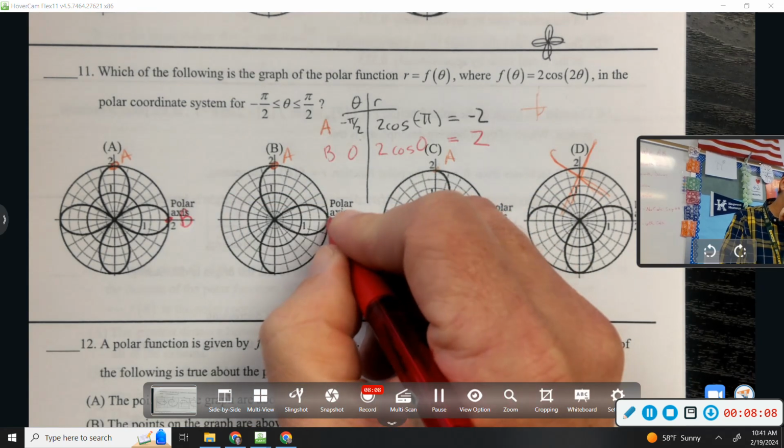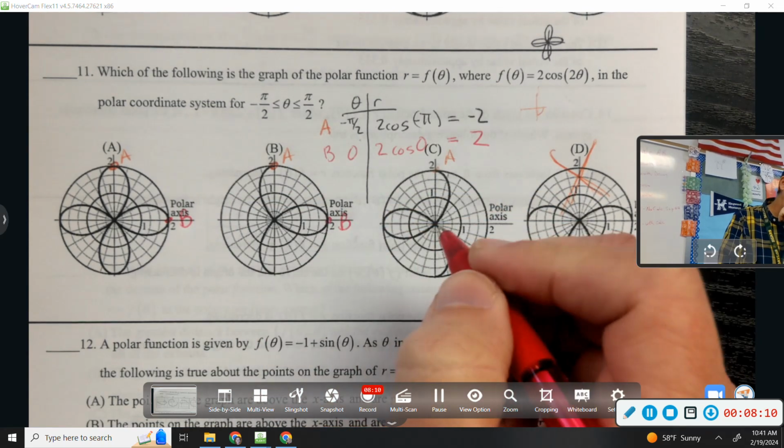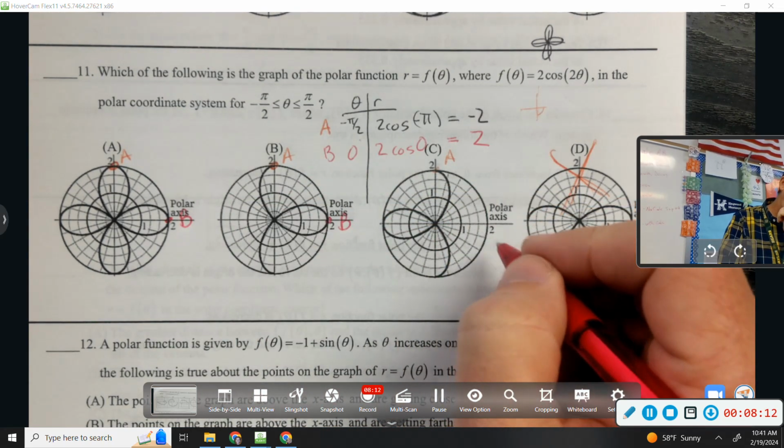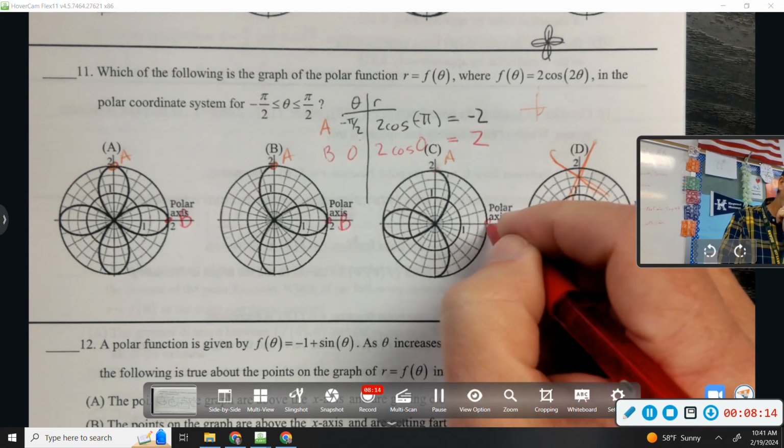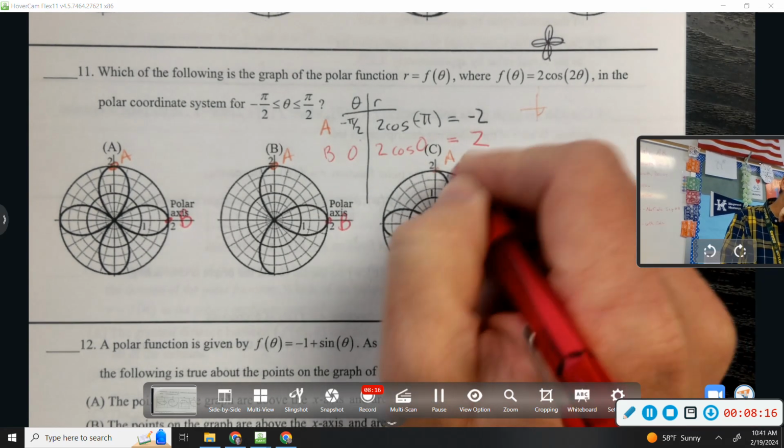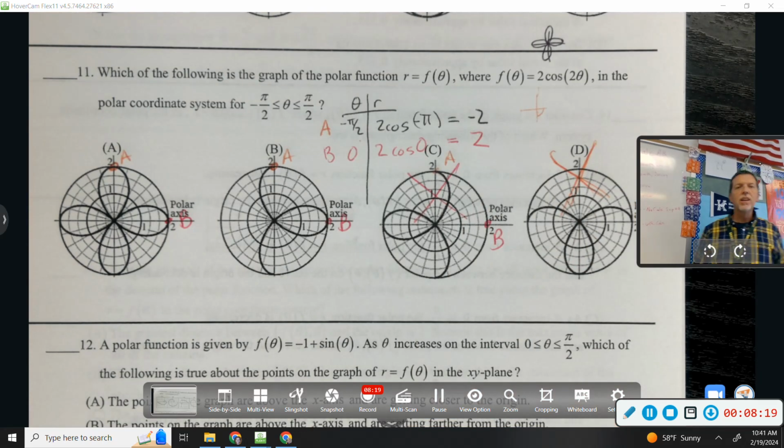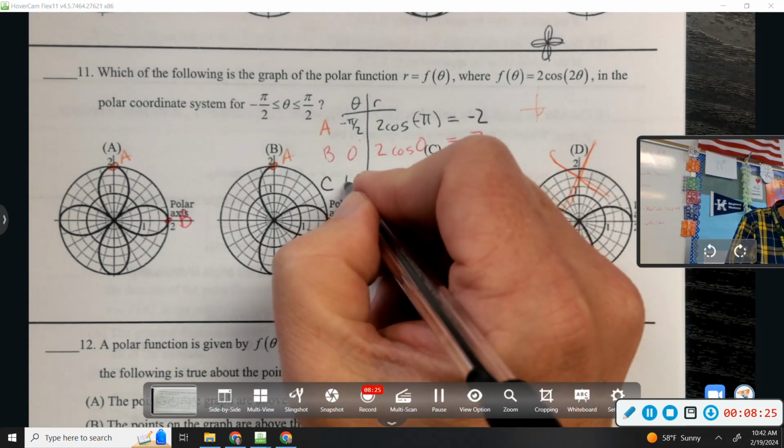Graph A has it. Graph B has it. Rotate 0, out 2. Graph C does not have it, so graph C is now out. Alright, getting closer. Let's try pi over 2.